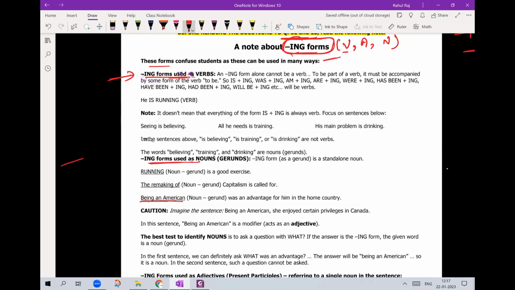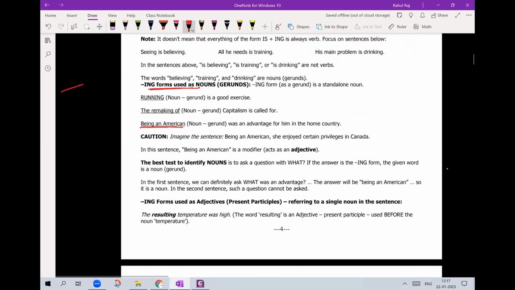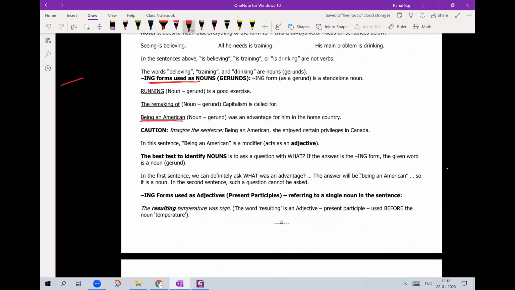So ing form used as a verb, it's very clear. It's simple, ing form alone can never be a verb. However tempting it looks to you that it's a verb, it will not be a verb. And I'll clear it very quickly in a lot of examples. Ing form used as a noun, I have cleared it for sure, because if you remove this, the entire sentence will collapse. Now come down to ing form used as an adjective.